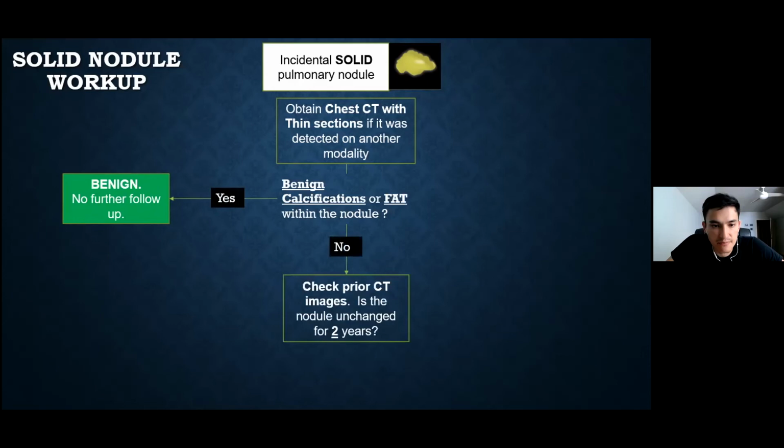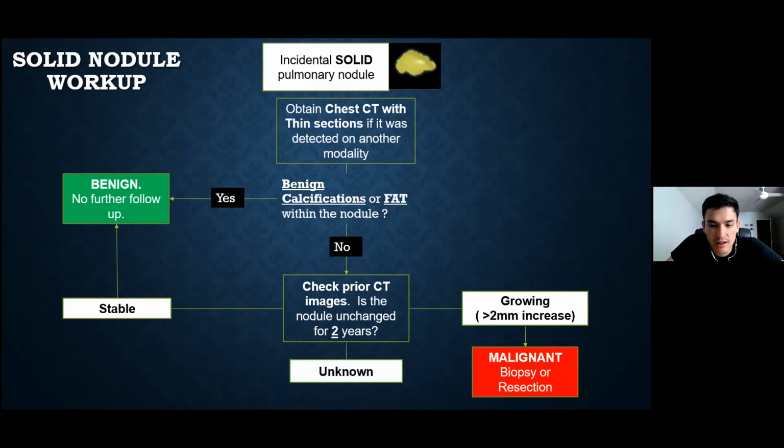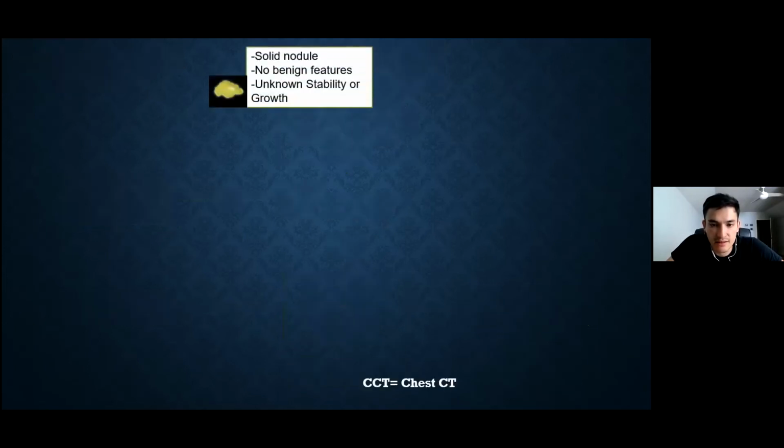If the nodule doesn't have those benign features, then check change for at least 2 years. That is the threshold for solid nodules. Then it is considered stable, and if it grows by no more than 2 millimeters, then it is considered likely malignant, and biopsy or resection should be pursued. And if the nodule stability is unknown, then the next step is to evaluate the size.